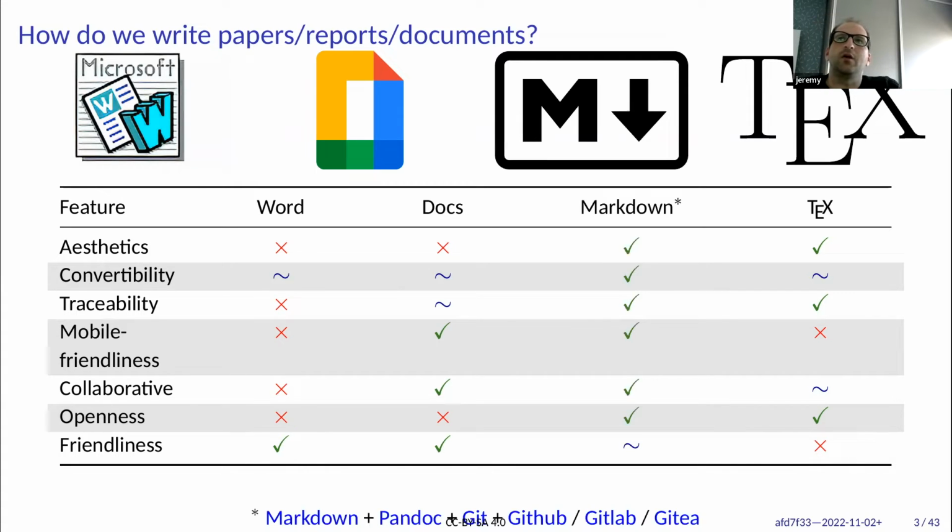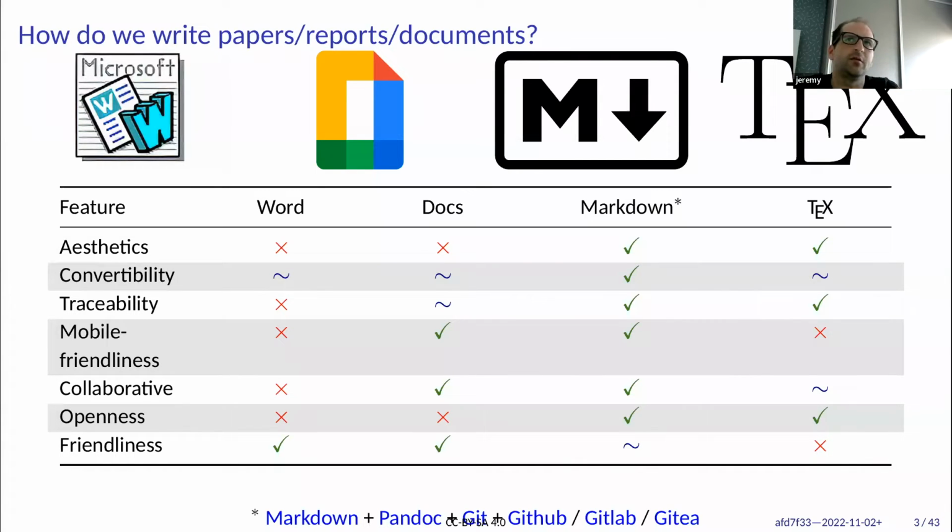And in here we have Markdown. For aesthetics, if you convert to text, you have the same aesthetics as text. You can convert to HTML and EPUB and a wide variety of formats. You can trace it very much like text using Git. You can do it mobile friendly. It's easier than text. You can do it collaboratively, again, if you use GitHub or something like that. It's open and it's not as friendly as Word, but it's definitely not as bad as text directly.